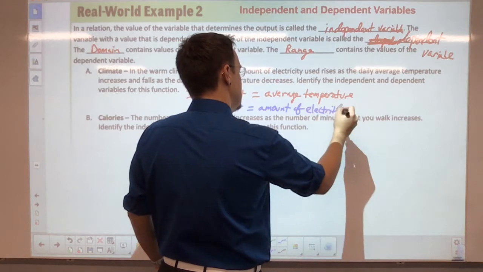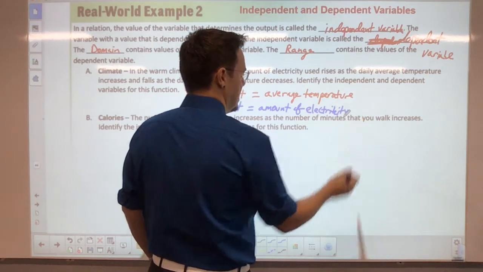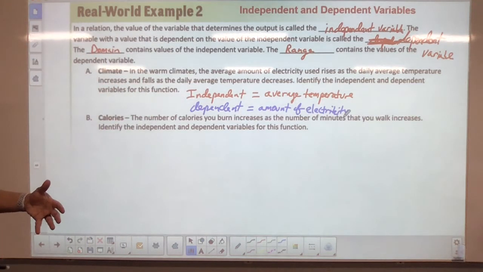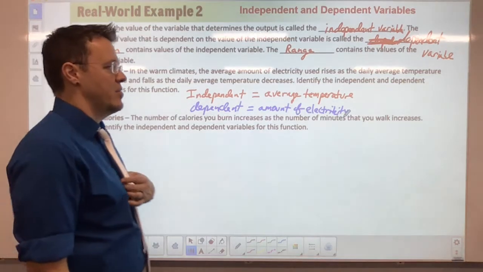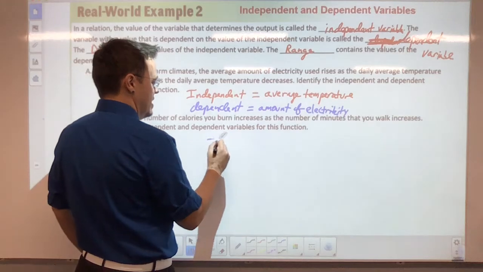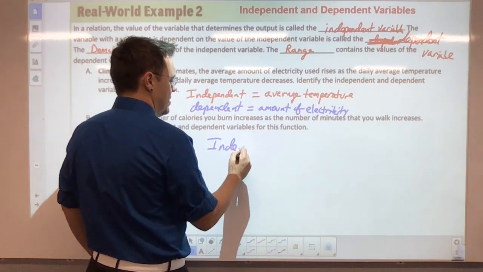I think I spelled that wrong, but that's okay. Hopefully you guys get the concept, right? The next one: the number of calories you burn increases as the number of minutes that you walk increases. So what you guys need to know is, the independent variable is what?